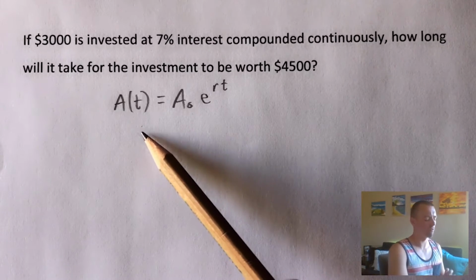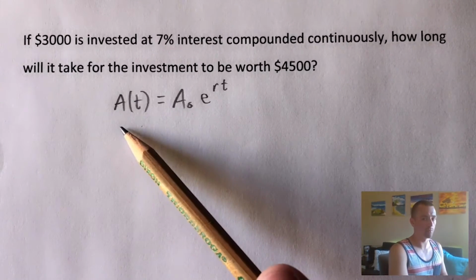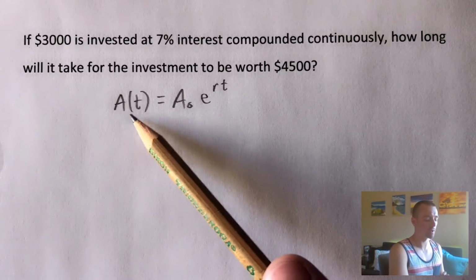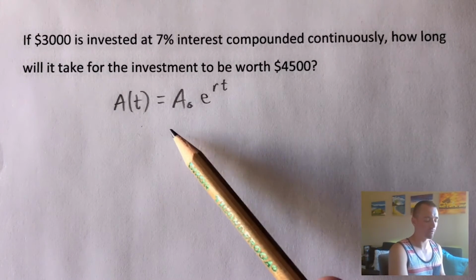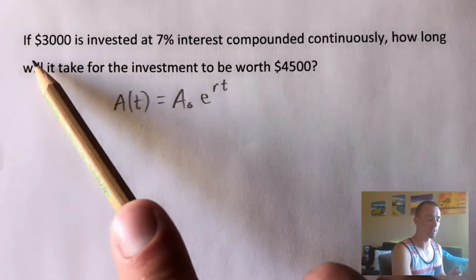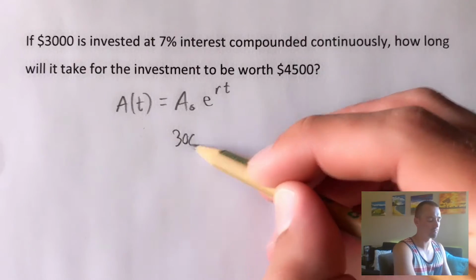So let's go ahead and start off by breaking down this formula piece by piece. This is going to give you a formula which tells you the value of an investment at some time t. Our a sub 0 is going to be your initial value of the investment. So in this case, we're investing $3,000. That tells you right off the bat our a sub 0 is going to be 3,000.